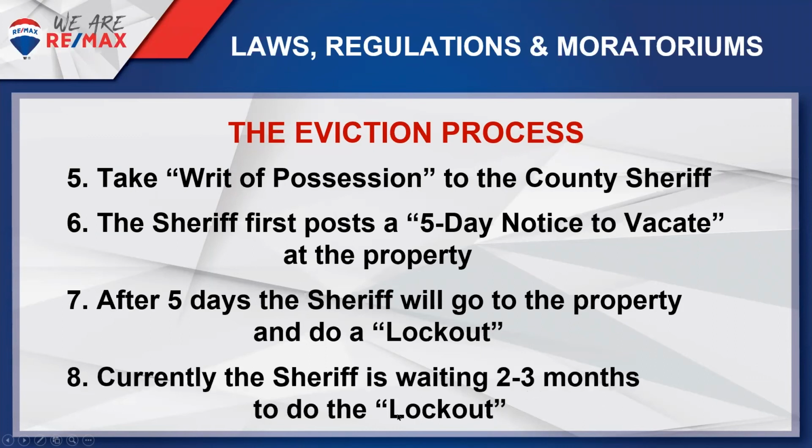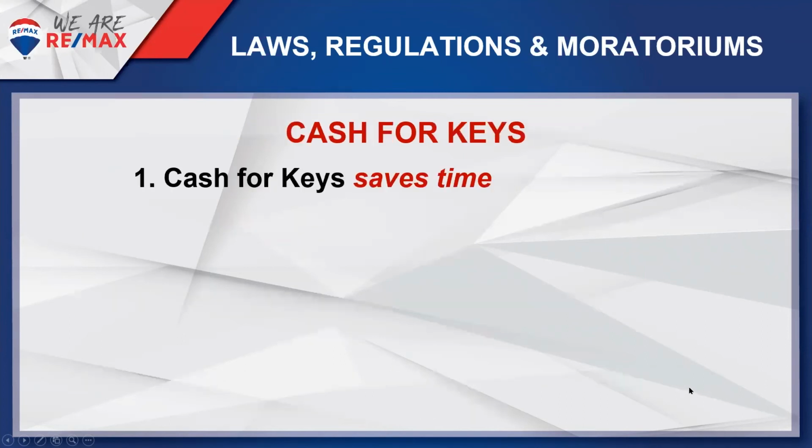The sheriff has up to 6 months by civil code to do the lockout. And currently the sheriff is waiting 2 to 3 months to do lockouts. So you're 2 to 3 months just to get the writ of possession. You're 2 to 3 months to get the property locked out, to get the tenant locked out. So you can see the eviction process isn't a very viable alternative today. Cash for keys is. Cash for keys saves you time.